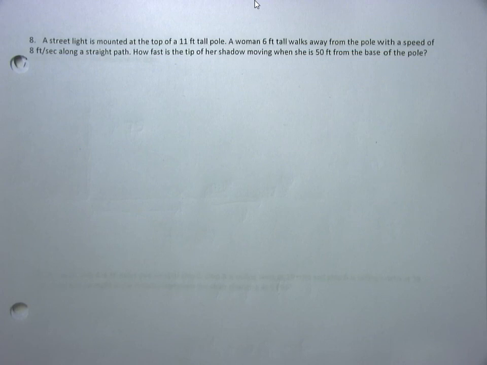It's called the 6-foot-tall woman problem. All right, so here's the deal. A street light is mounted atop an 11-foot tall pole. A woman, 6 feet tall, walks away from the pole with a speed of 8 feet per second along a straight path. How fast is the tip of her shadow moving when she's 50 feet from the base of the pole? Step 1, read problem.